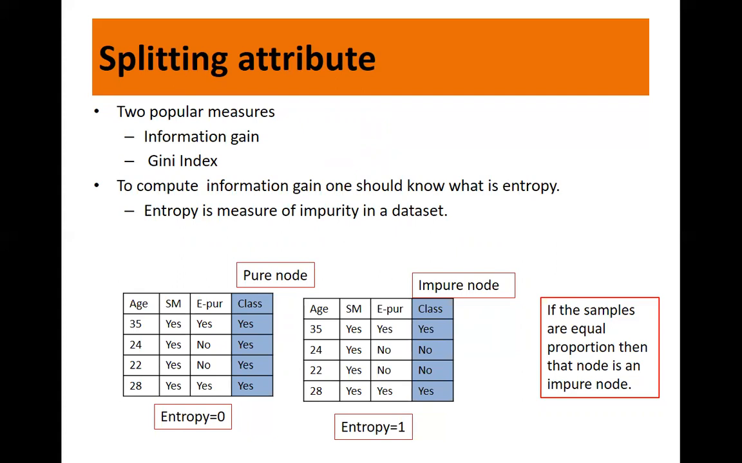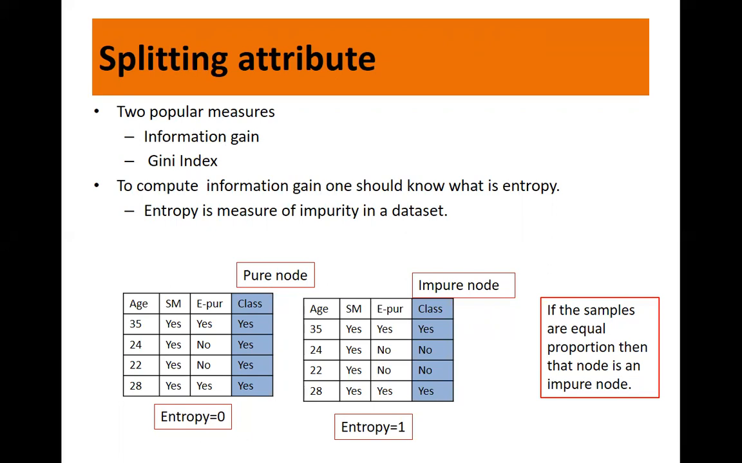So entropy is nothing but a measure of impurity in the data set. Impurity means in a subset, if all the samples are in the same class, then the subset is called a pure node. So here you can see this is a subset, right? You can see all the samples have the same class label. So we call it a pure node, right? And the entropy is 0.